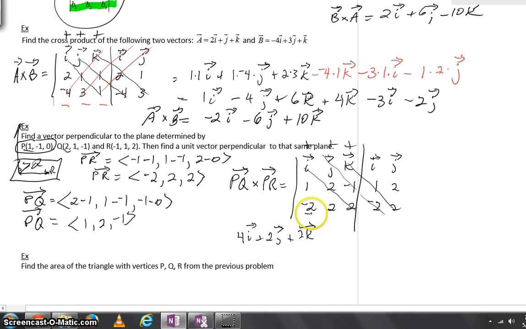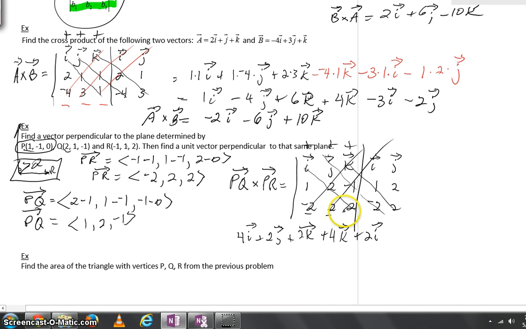From here, let's go upwards. We'll say a negative times a negative 2 is a 2. 2 times 2 is 4. This would be a 4k. Then a negative times a 2 is negative 2. Times negative 1 would be another 2, so that's a 2i.